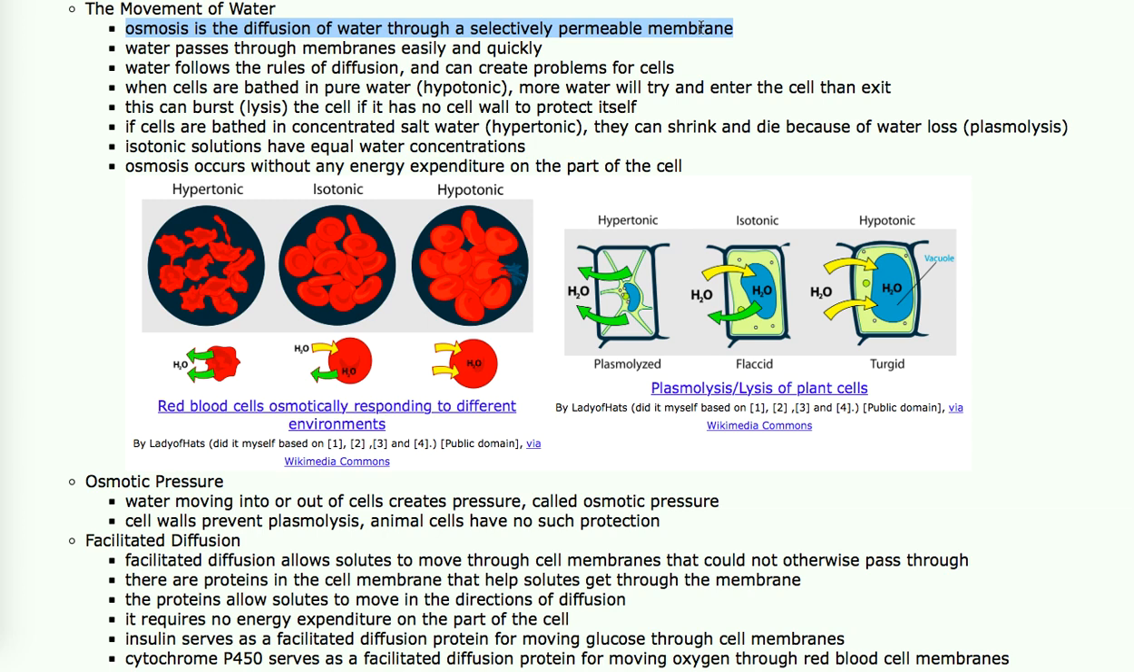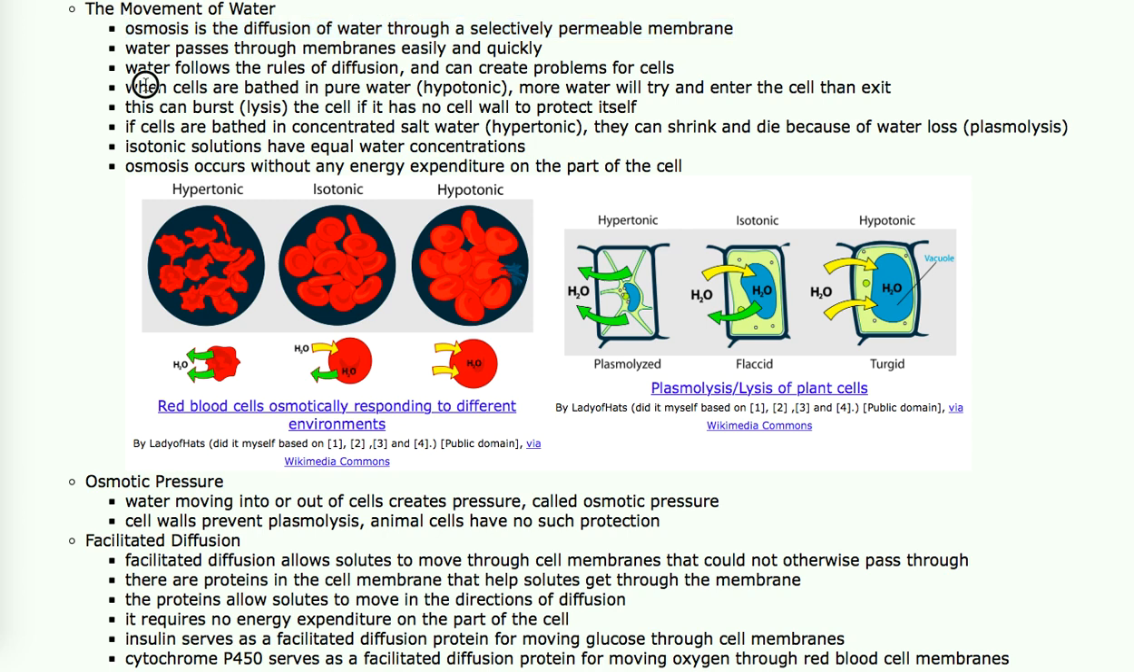Water passes really easily through membranes because there are special proteins in membranes called aquaporins that let water go through really fast. Now, cells can find themselves in problems if water goes through too fast. If too much water exits a cell, the cell dehydrates and dies. If too much water enters a cell, the cell will swell and potentially burst.